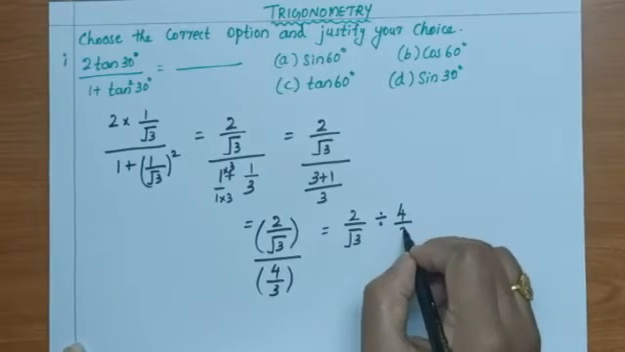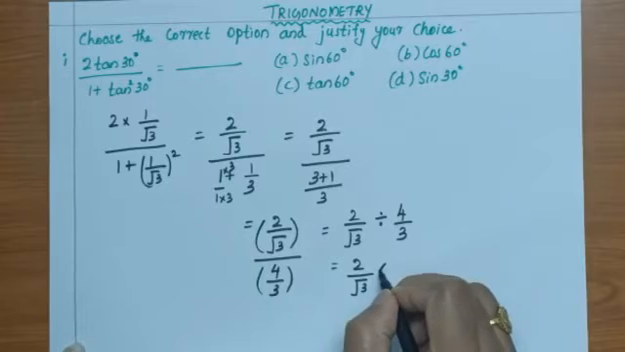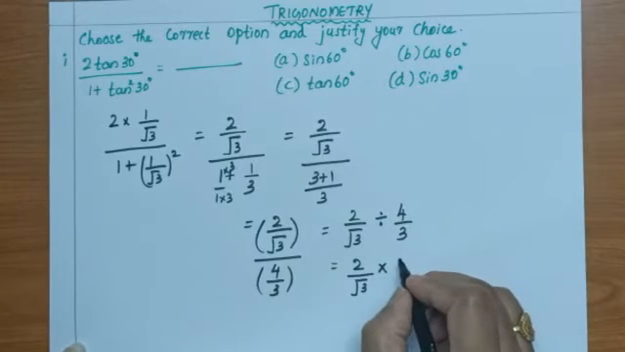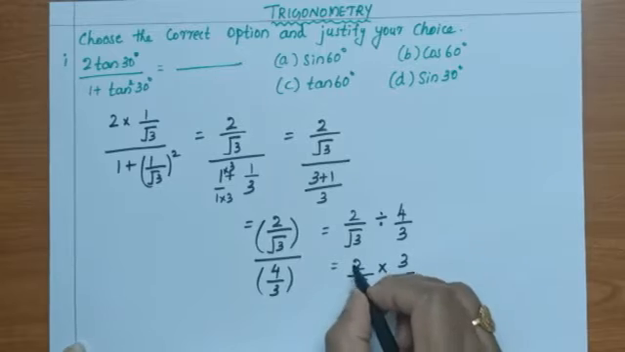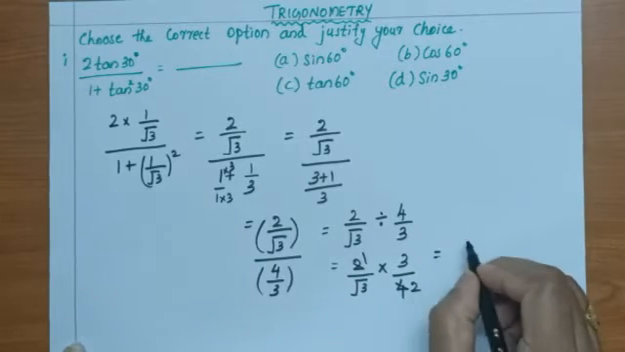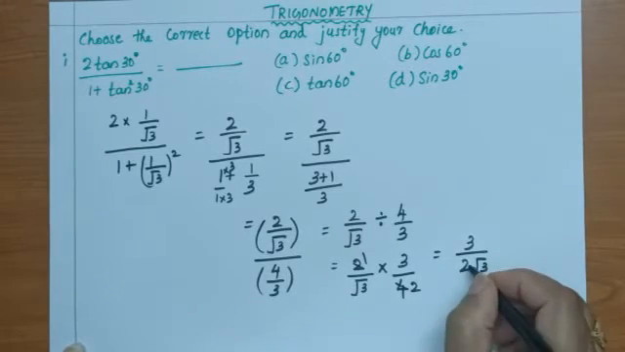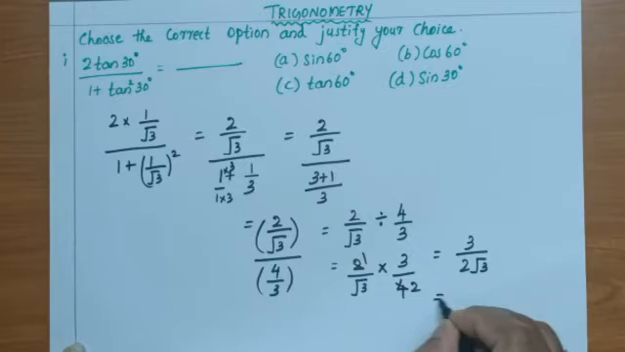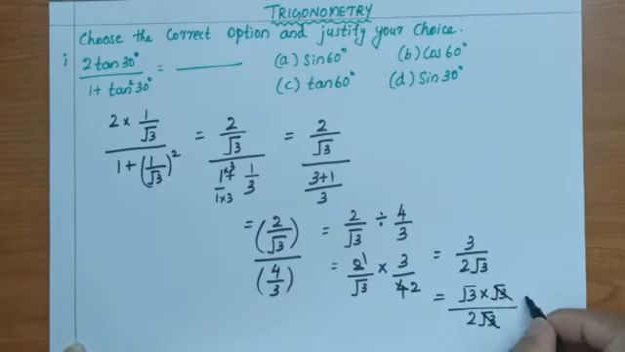That is 2 by root 3. Division we can change into multiplication. For 4 by 3 we have to take the reciprocal, that is 3 by 4. 2 and 4 are in the table of 2: 2 ones are 2, 2 twos are 4. So it is 3 by 2 root 3. Here 3 we can rewrite as root 3 into root 3, divided by 2 root 3. Here root 3 and root 3 we can cancel. So we will get the answer root 3 by 2.